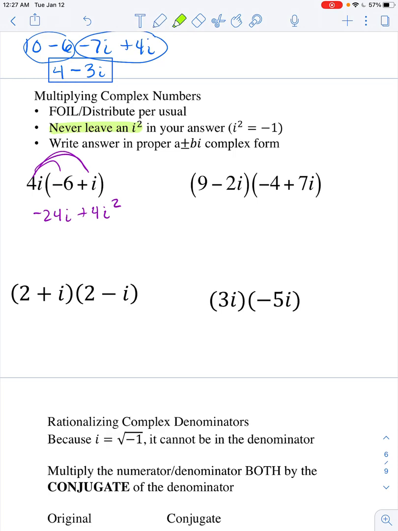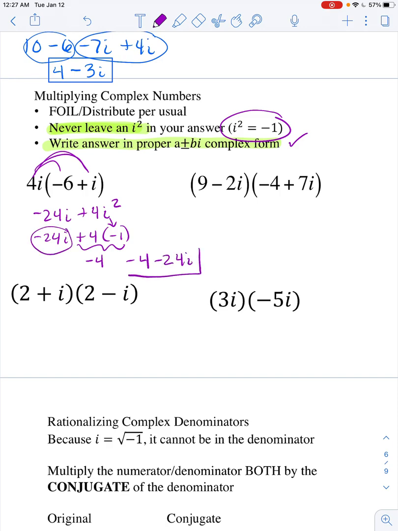Okay, well, there's two things we haven't done. We have an i squared and we haven't written it in proper form. So the i squared has a value of negative 1, because i squared is negative 1. So I have a 4 times a negative 1, which makes the overall value of this a negative 4. So when I go to write it in proper complex form, I need to put my real part, which was the negative 4, and then my imaginary part, which is the negative 24i.